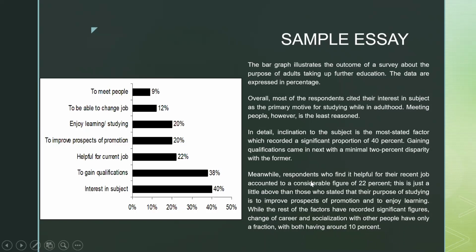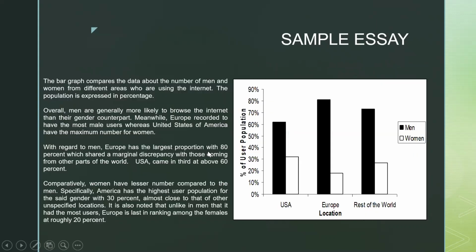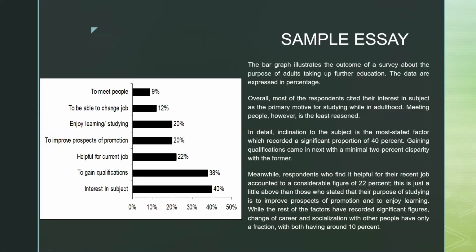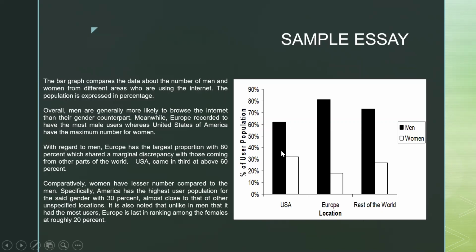So this is a sample essay for your bar graph. Here's another one. Again, ask yourself, is it a pure bar, a bar line, or a bar pie? This one, obviously, is a pure bar. So you're just going to merely compare them. The difference here is that you have two bars, men and women, so you have two legends. That's the confusing part. How are you going to paragraph them, or how will you write your body paragraph?